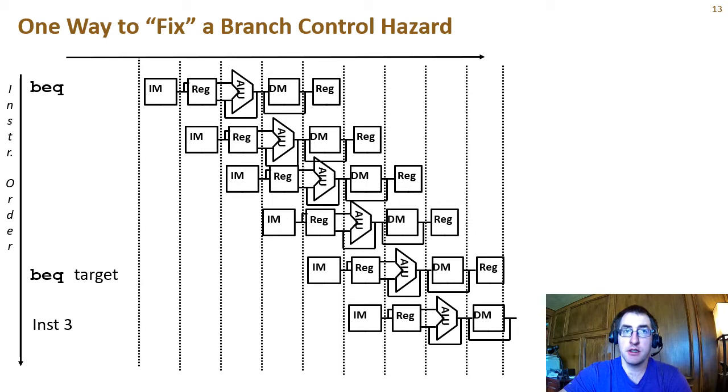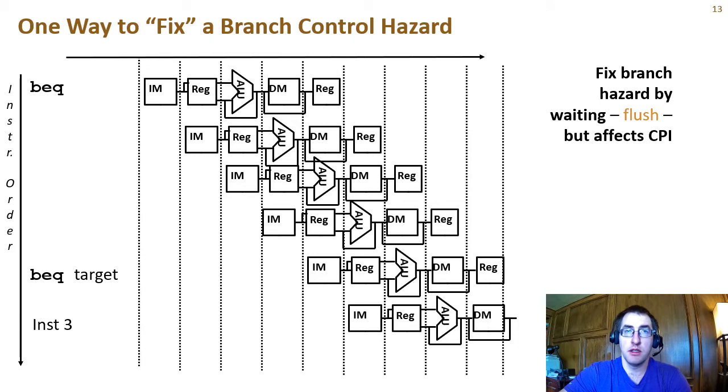So we can fix this. One way to fix it is to simply insert a bubble or to flush the affected instructions. So we can just squash the fetch stage and repeatedly change the next three instructions into no-ops until we know whether or not to branch. Now this will affect the CPI. Every branch instruction is going to take 4 cycles instead of 1 cycle to finish, because we'll have 3 overhead cycles for flushing the instructions that are fetched until we know the outcome of the branch.